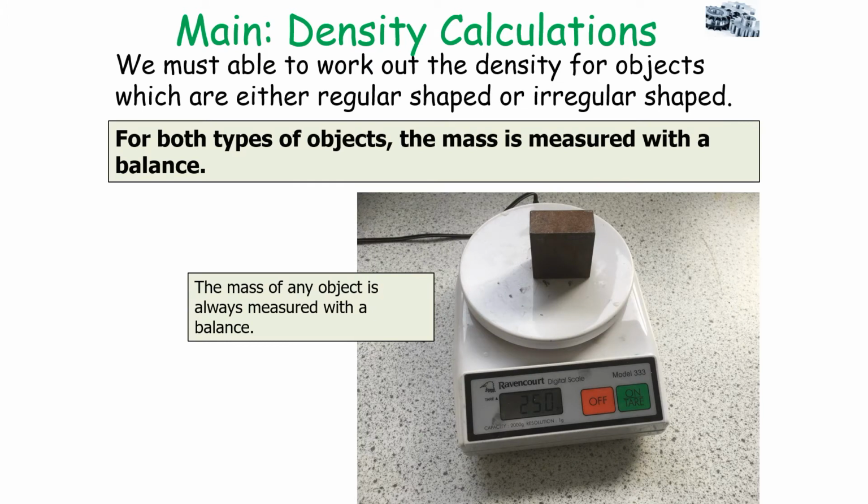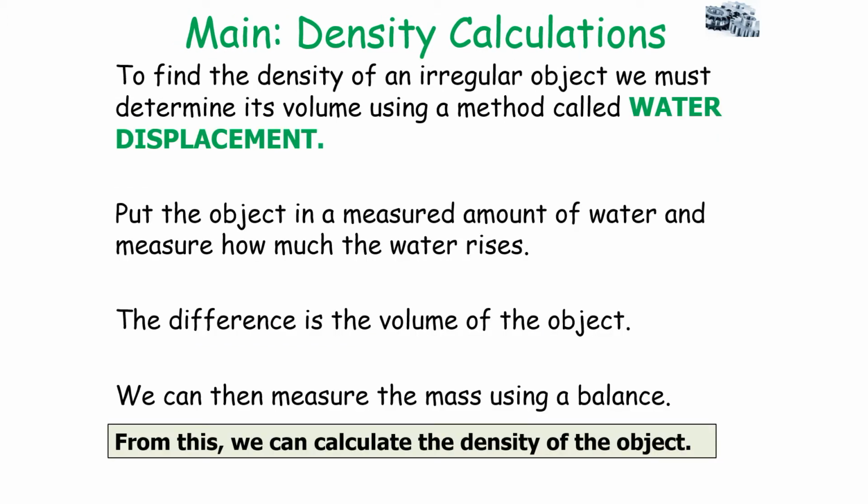But if you've got an irregular shaped object, whilst measuring the mass is the same methodology, measuring the volume is slightly different, because to find the density of an irregular object we can determine its volume using a method called water displacement. So you put the object in a measured amount of water and measure how much the water level rises, and the difference between the two is the volume of the object, and therefore we can then calculate the density of our object.